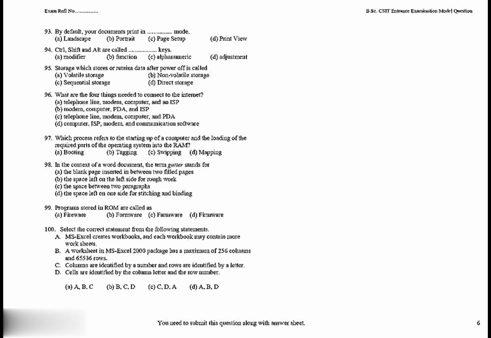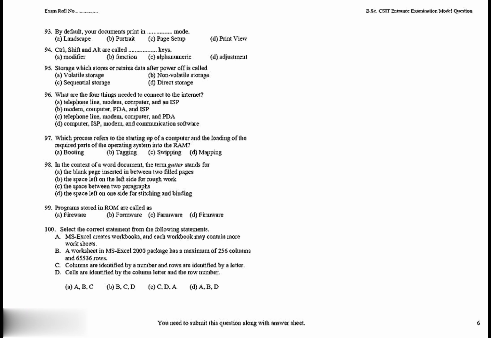Alphanumeric, D. Adjustment. 95. Storage which stores or retains data after power off is called A. Volatile storage, B. Non-volatile storage, C. Sequential storage, D. Direct storage. 96. What are the four things needed to connect to the internet? A. Telephone line, modem, computer and ISP. B. Modem, computer, PDA and ISP. C. Telephone line, modem, computer and PDA. D. Computer, ISP, modem and communication software.